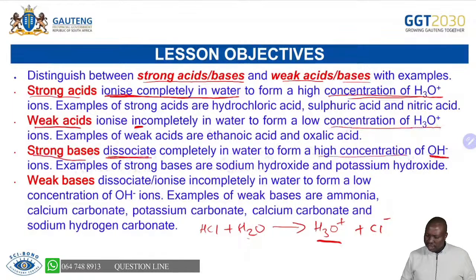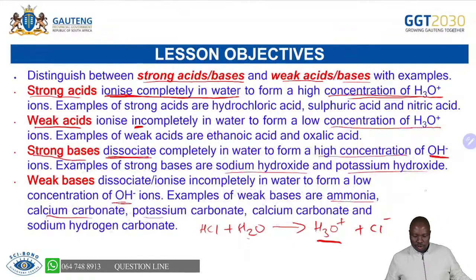Examples of strong bases are sodium hydroxide and potassium hydroxide. We'll talk about them. The weak bases dissociate incompletely in water to form a low concentration of hydroxide ion. Examples of weak bases are ammonia, calcium carbonate, potassium carbonate, all the carbonates, sodium carbonate, sodium hydrogen carbonate. As long as it is a metal and the carbonate, those would be your weak bases. So you don't forget these examples, but as we move with the slides, we will give you these examples nicely.